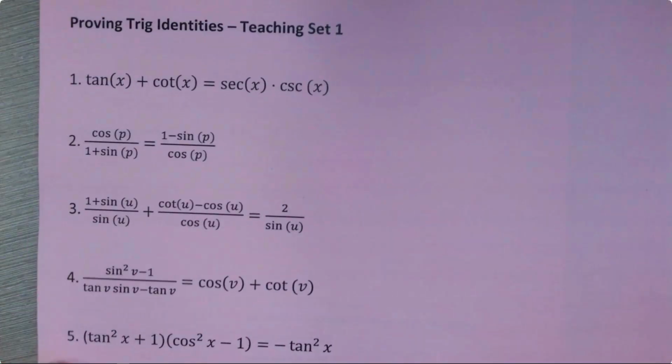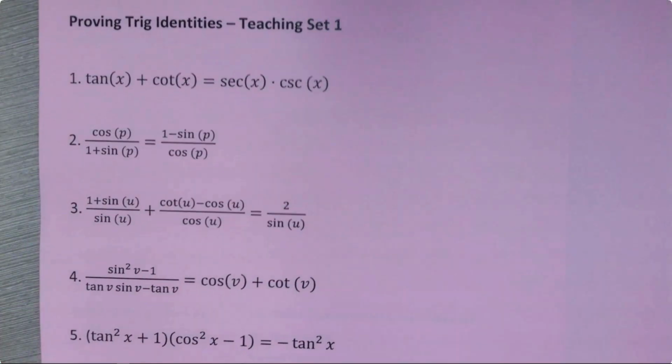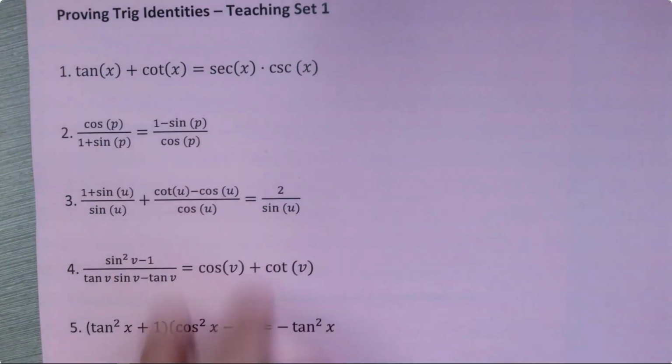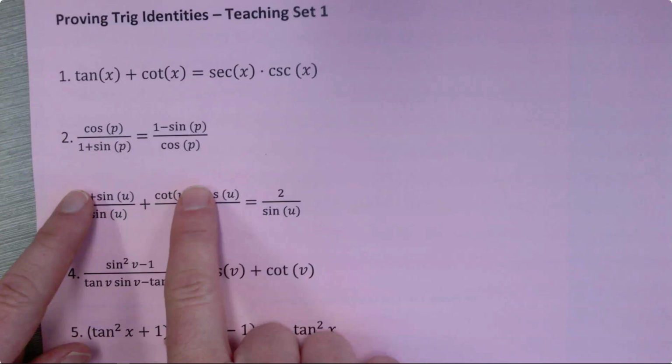Here's the reason we study trig identities. These are the kinds of problems that you're going to get. Each of these is an identity, and you're supposed to verify that it's an identity by using algebra to show that both sides are the same.